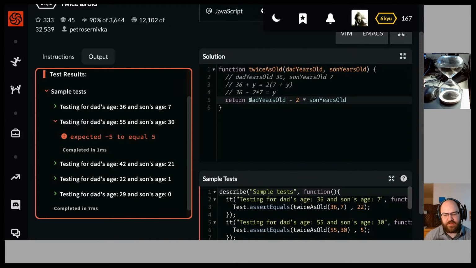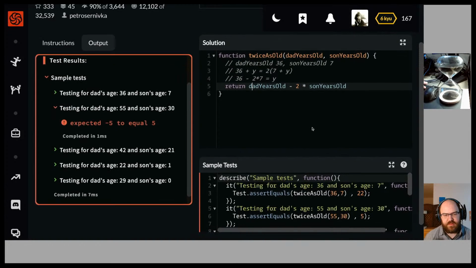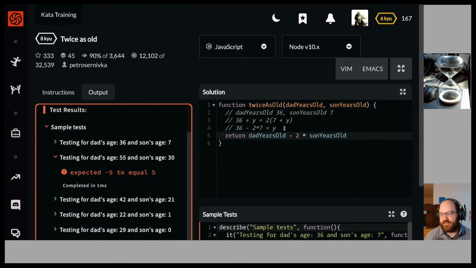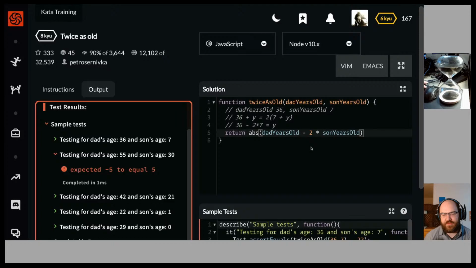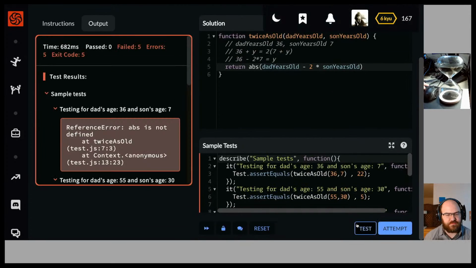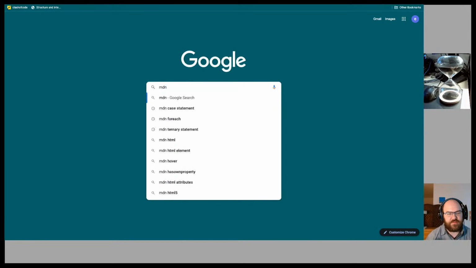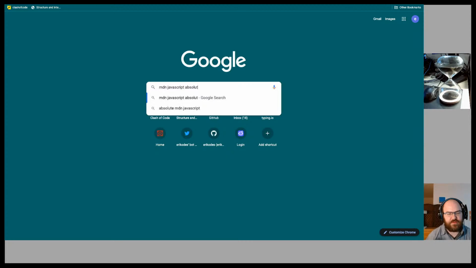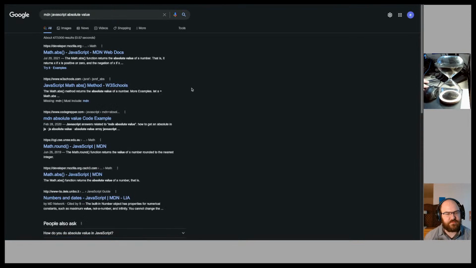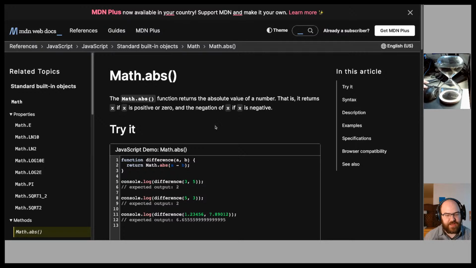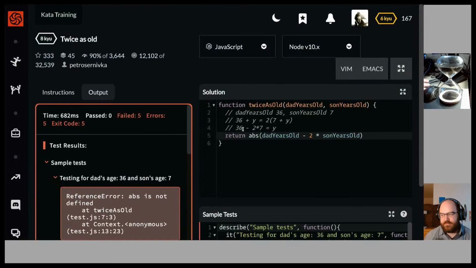Can I just do absolute value? I don't even have to think. I can just throw in an absolute value. If that's right. Do I need math for absolute value? Let's test it. Okay. MDN JavaScript absolute value. Math.abs. Do I have to import math, or is it just there for me? I'm kind of in Python world still, where you have to import math.